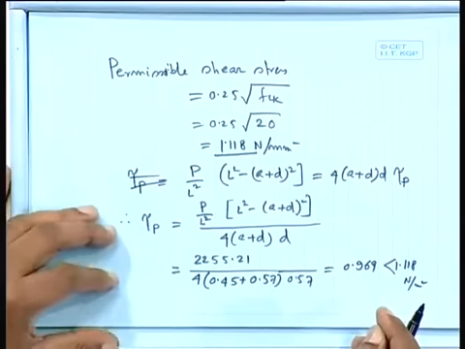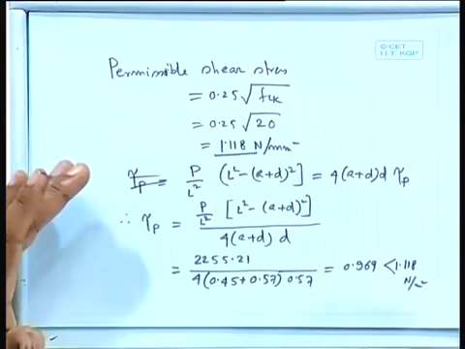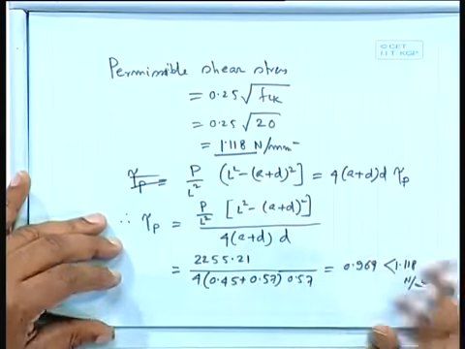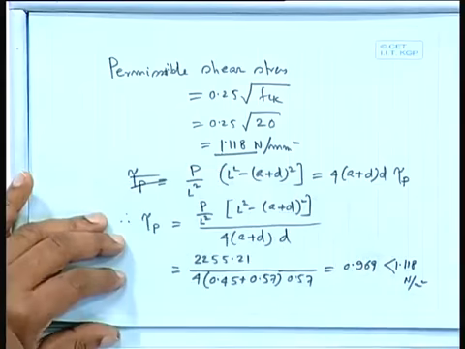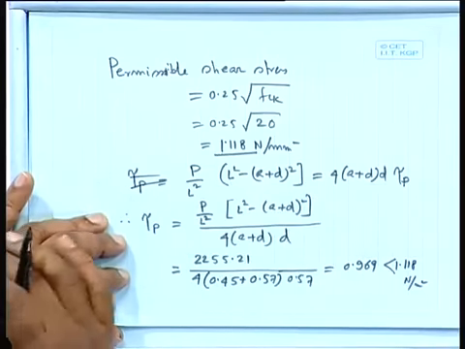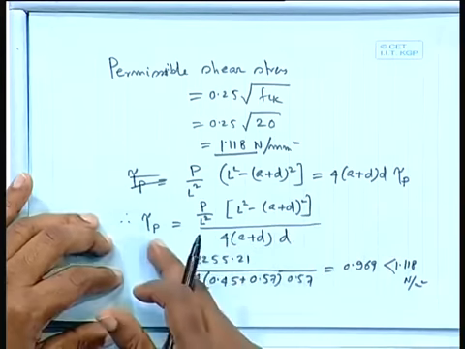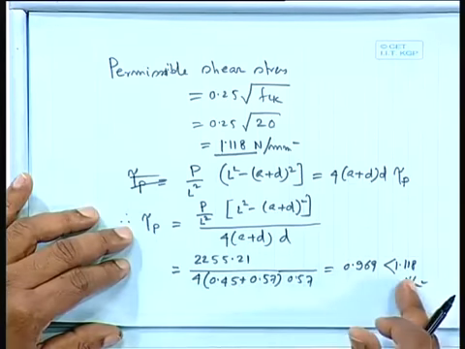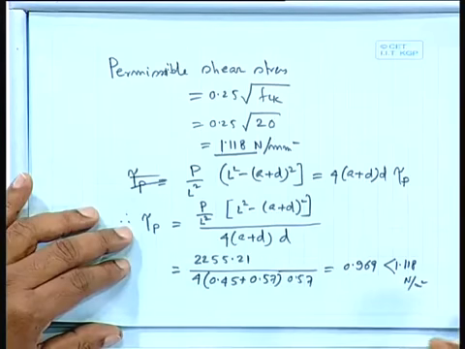So indirect way we are doing. The other way you can do it, that directly you can compute, you put the value of tau P and then you find out the D, the way we have done it for one way shear. But here since already we have got it, it is better to check it with this value tau P. If it is greater than the 1.118, then we have to increase the depth.